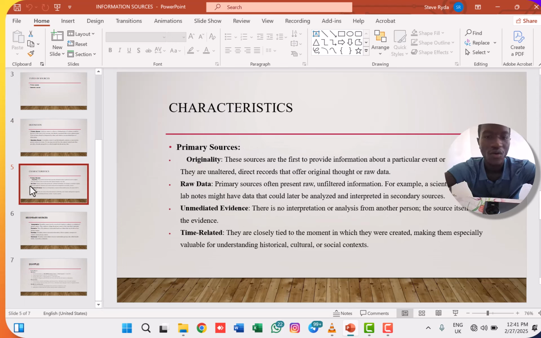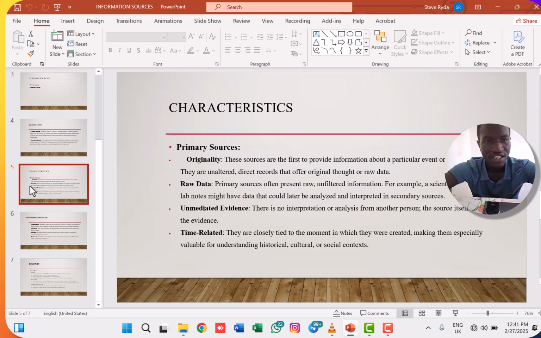As we continue with our presentation, we are going to talk about the characteristics of these types of sources. In primary sources, we have originality, we have raw data, we have unmediated evidence, we have time-related evidence. These show that this information is really from a primary source.